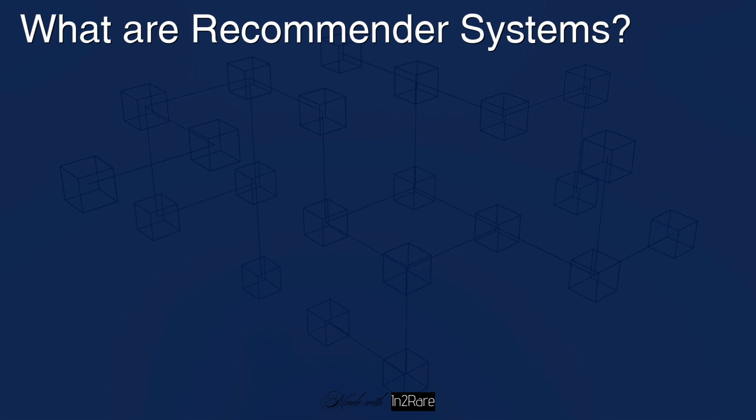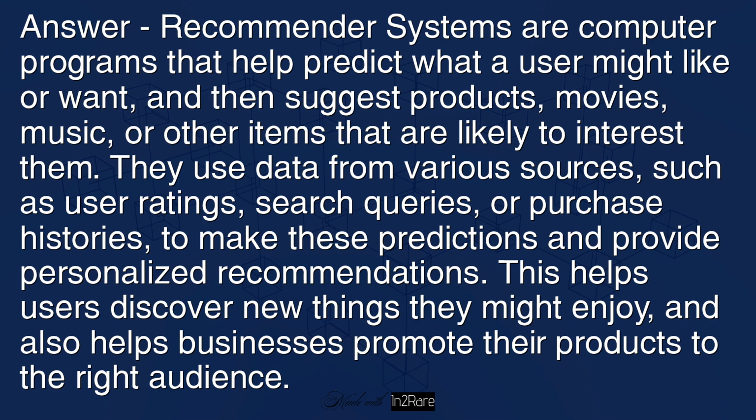What are recommender systems? Answer: recommender systems are computer programs that help predict what a user might like or want, and then suggest products, movies, music, or other items that are likely to interest them. They use data from various sources, such as user ratings, search queries, or purchase histories, to make these predictions and provide personalized recommendations. This helps users discover new things they might enjoy, and also helps businesses promote their products to the right audience.